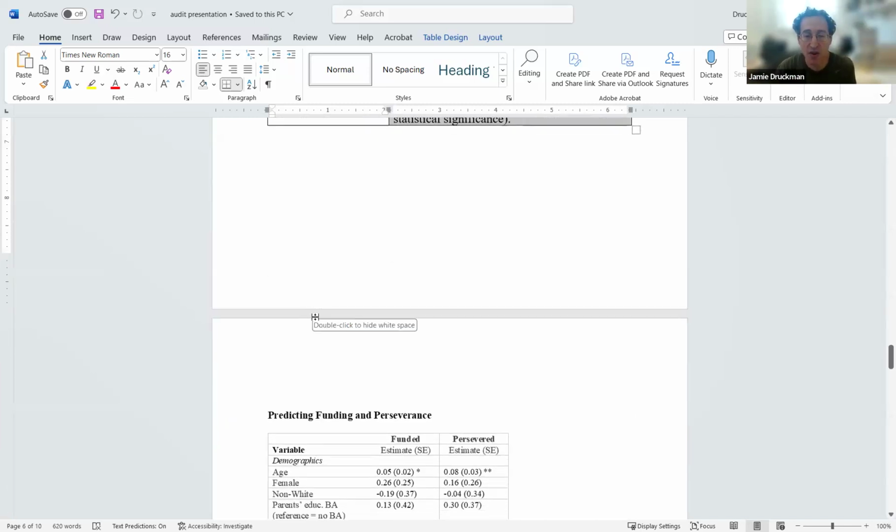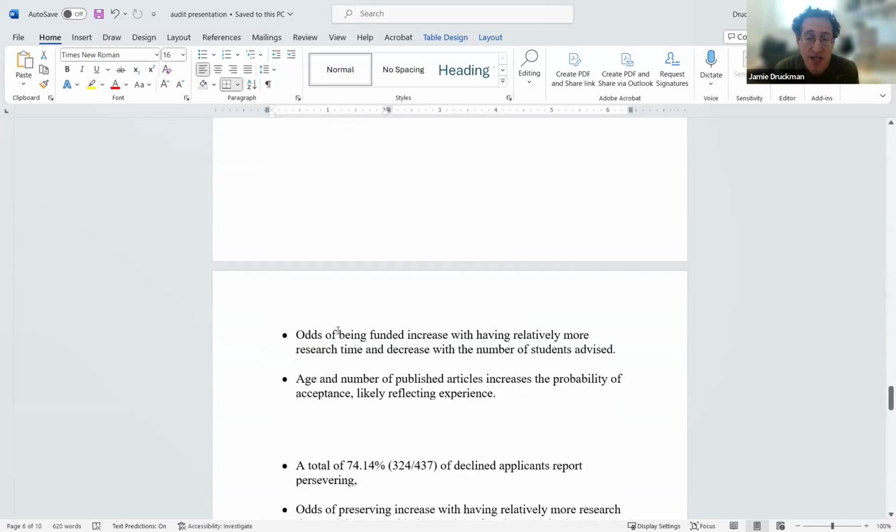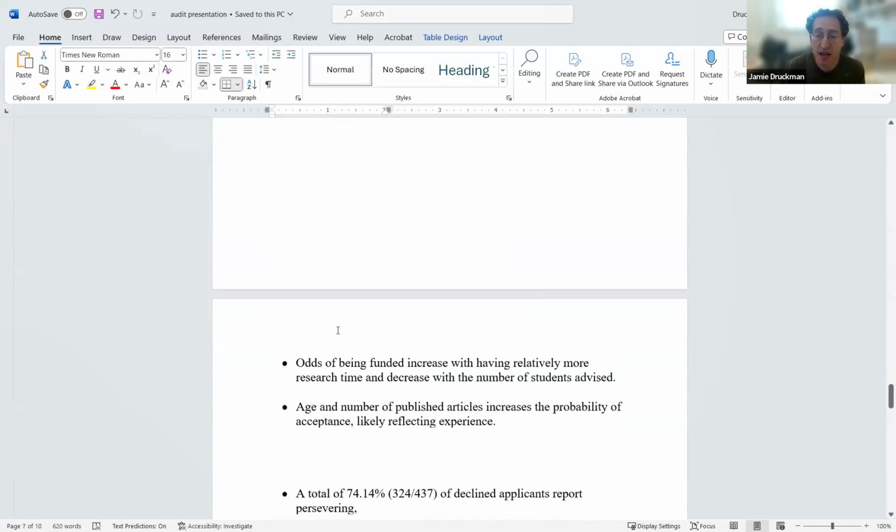I'll just skip over the regression and show you some highlights of the main points. In terms of funding and perseverance, I'll talk about funding first. Basically, the odds of being funded increased with having relatively more research time and decreased with the number of students advised. So there's something about having time to prepare a better proposal, I think. And then it also increased with age and the number of published articles, which we presume is reflecting experience.